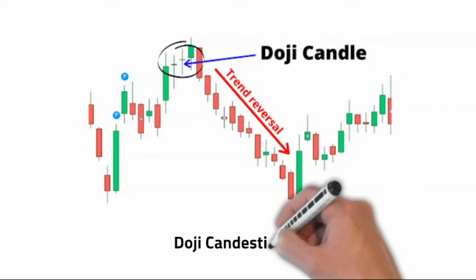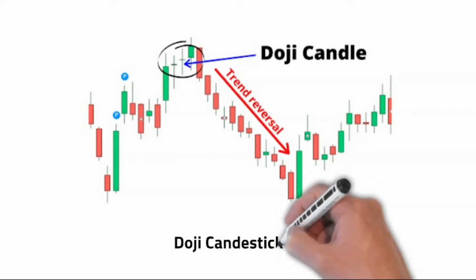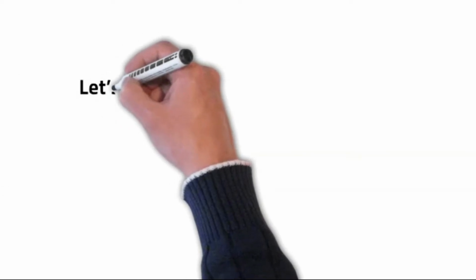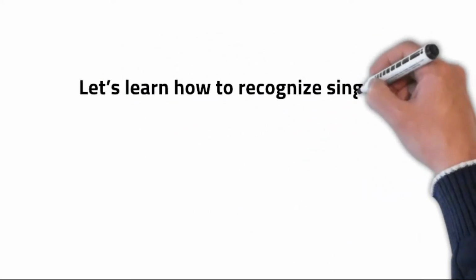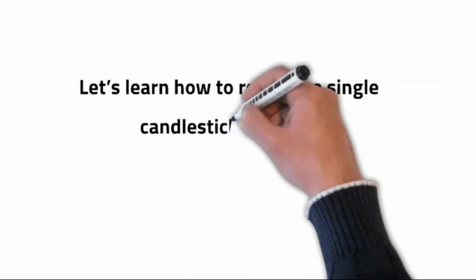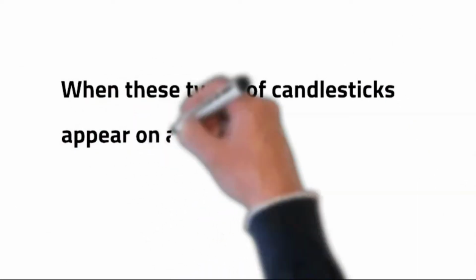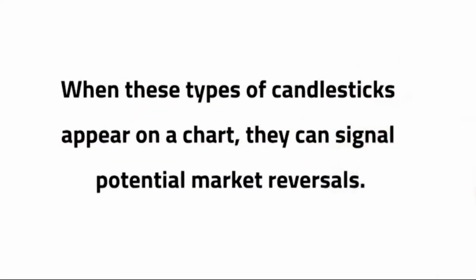Hopefully, by the end of this lesson on Japanese candlesticks, you will know how to recognize different types of candlestick patterns and make sound trading decisions based on them. Now that you're familiar with basic candlestick patterns like spinning tops, marubozus, and dojis, let's learn how to recognize single candlestick patterns. When these types of candlesticks appear on a chart, they can signal potential market reversals.